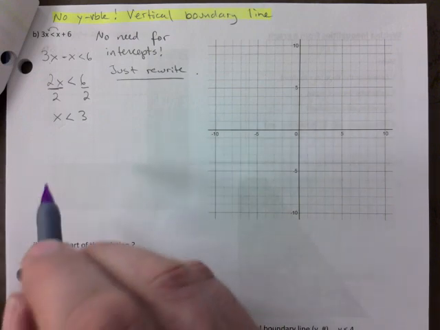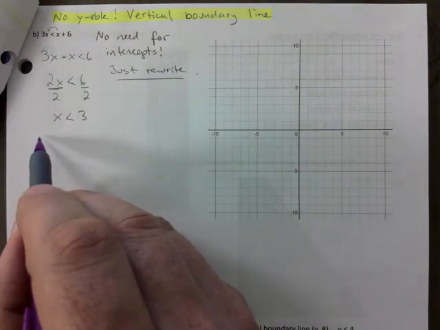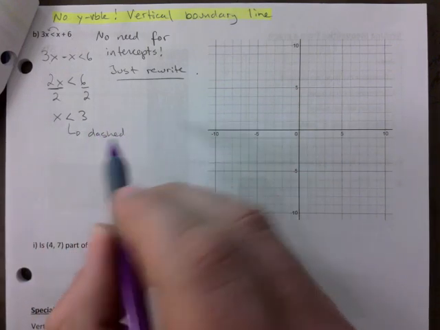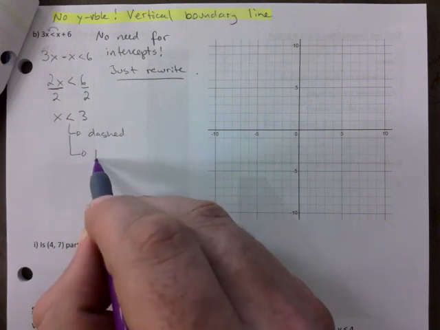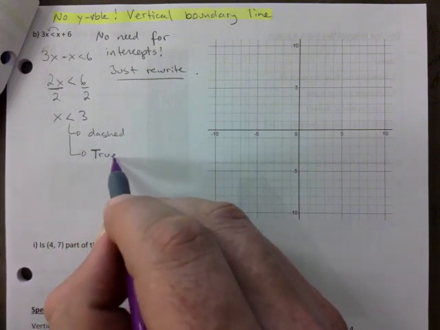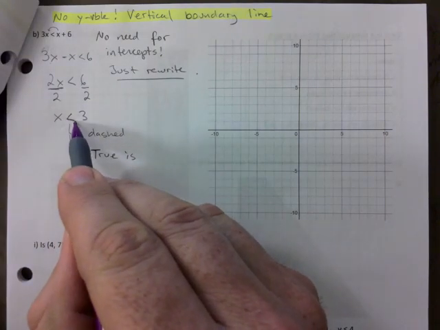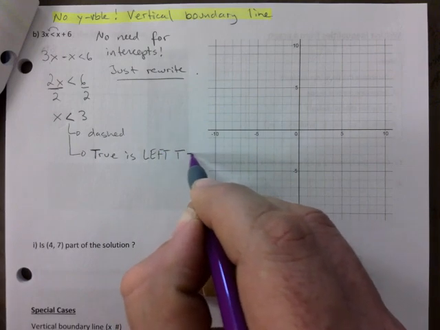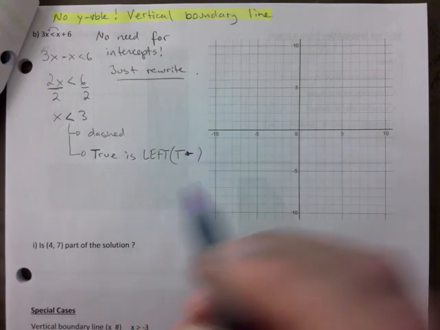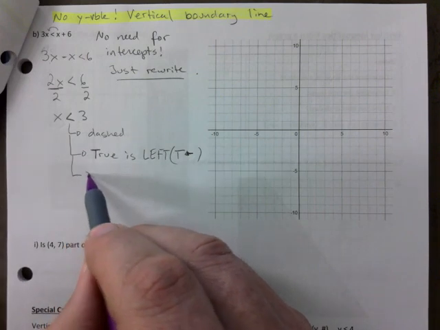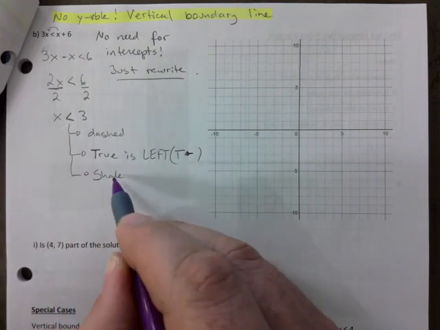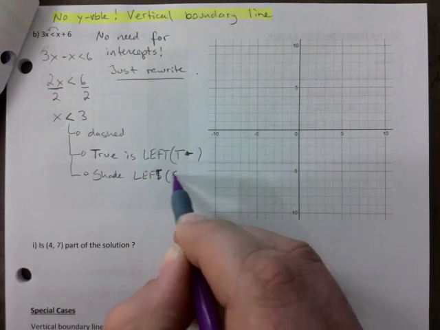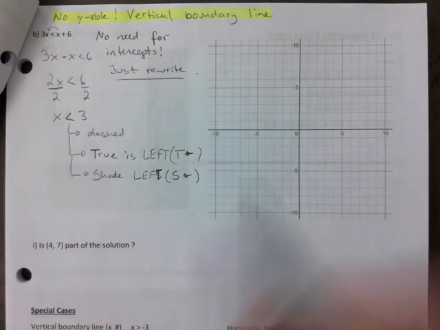Okay. What do we know from this? It's going to be dashed, right? This tells us dashed. It also tells us true is where? Is when it's less than, x is less than, it's left. So true is to the left like this. And we will shade left as well. So shade left. That's going to be my code here for you.